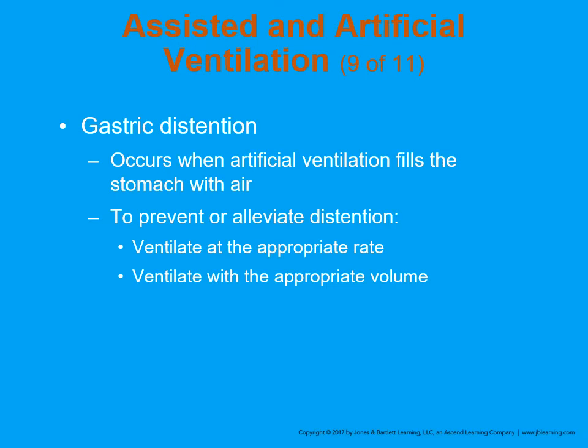Gastric distension. It occurs when artificial ventilation fills the stomach with air, most likely to occur when you ventilate the patient too forcefully or too rapidly with a BVM or a pocket mask, or when the airway is obstructed as a result of a foreign body or improper head position. You're going to give slow, gentle breaths during artificial ventilation over 1 second. Ventilate the patient at the appropriate rate. Ventilate the patient with the appropriate volume.